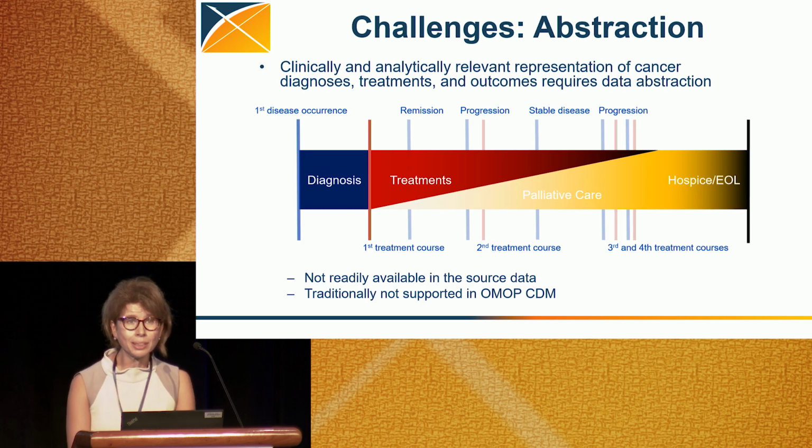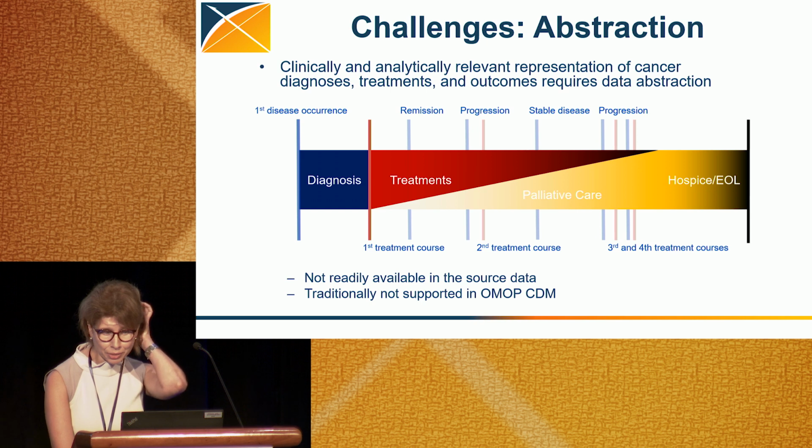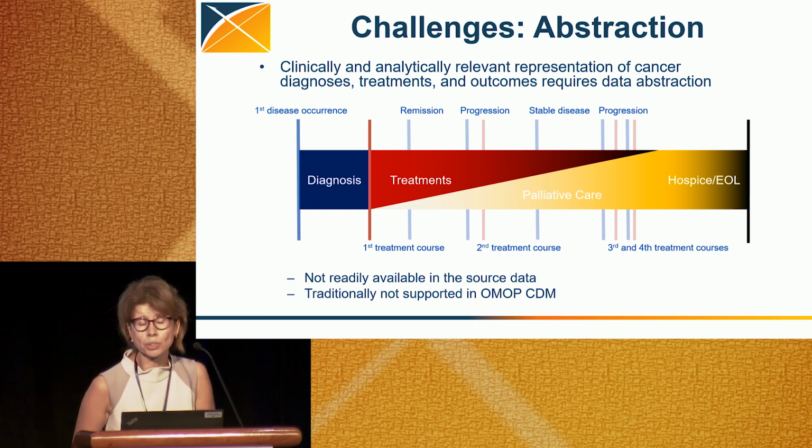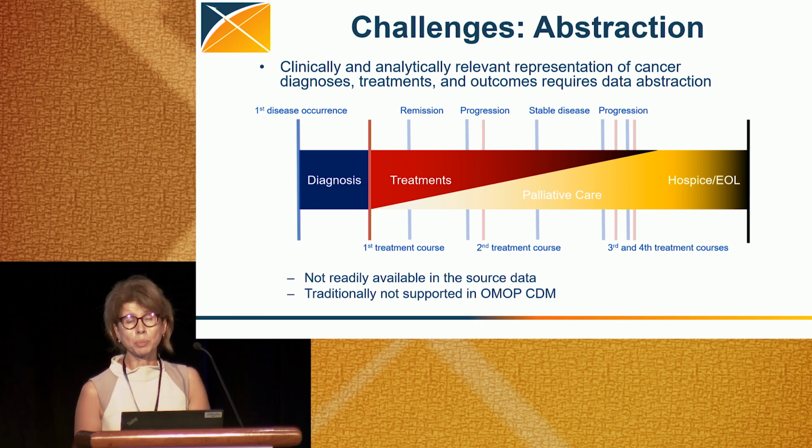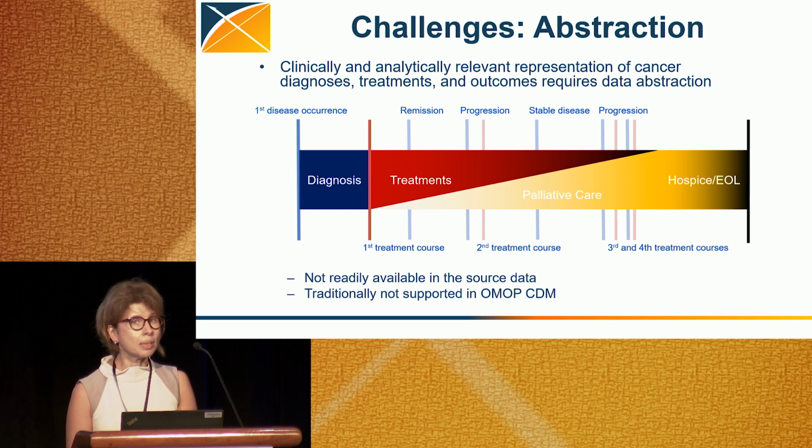At the same time, clinically and analytically relevant representation of cancer diagnosis, treatments, and outcomes require abstractions. Clinicians and researchers think in terms of first disease occurrence, first treatment course, stable disease, disease progression, and end-of-life event. These abstractions are usually not available in the source data. Nor have they been traditionally supported in OMOP CDM.